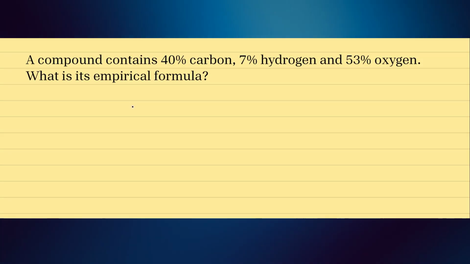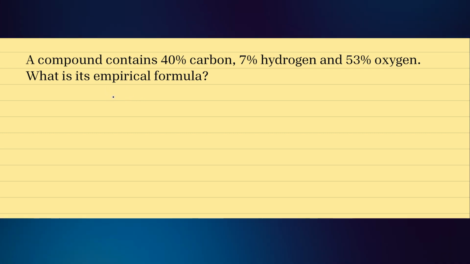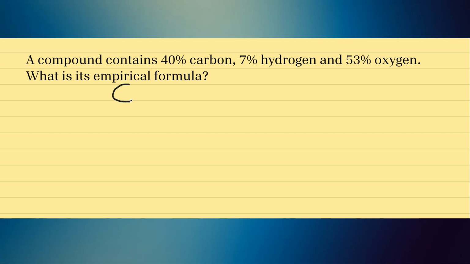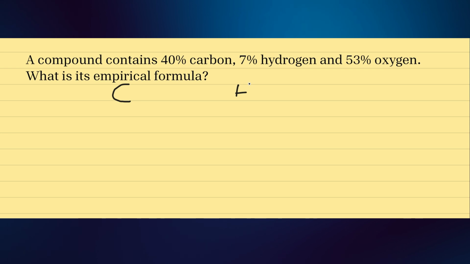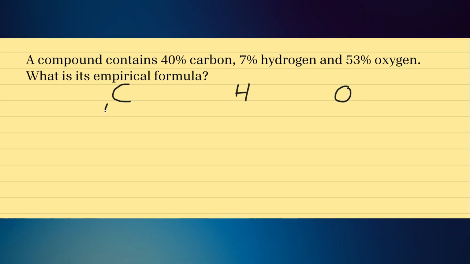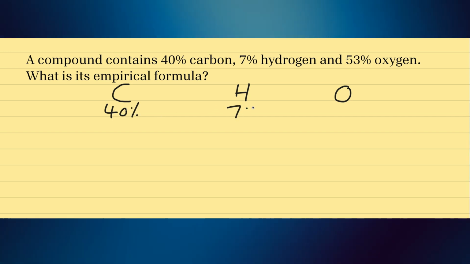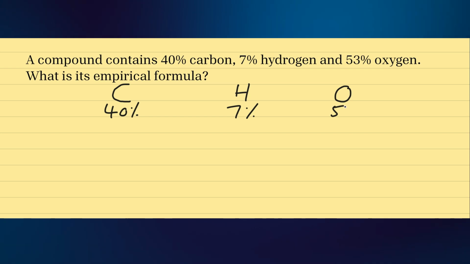Let's explore empirical formula questions. First of all, an empirical formula is the simplest formula you can apply to a compound. For example, in this compound I have carbon, I have hydrogen, and I have oxygen. In fact, the question says that my compound is made of 40% carbon, 7% hydrogen, and 53% oxygen.